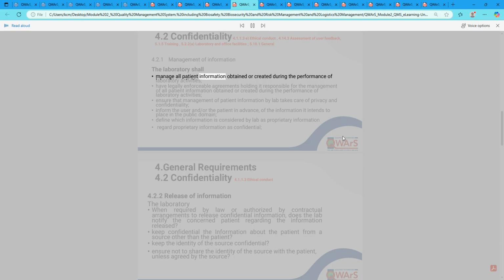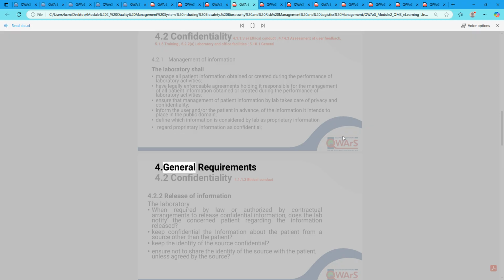Manage all patient information obtained or created during the performance of laboratory activities. Have legally enforceable agreements holding it responsible for the management of all patient information obtained or created during the performance of laboratory activities. Ensure that management of patient information by the lab takes care of privacy and confidentiality. Inform the user and/or the patient in advance of the information it intends to place in the public domain. Define which information is considered by the lab as proprietary information. Regard proprietary information as confidential.